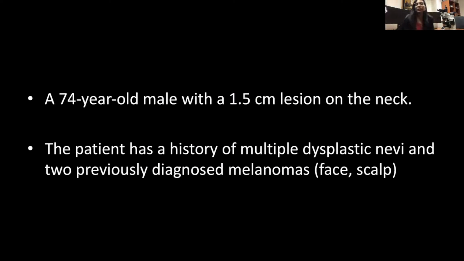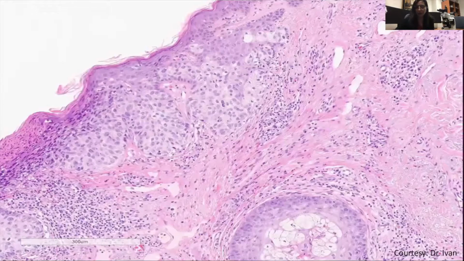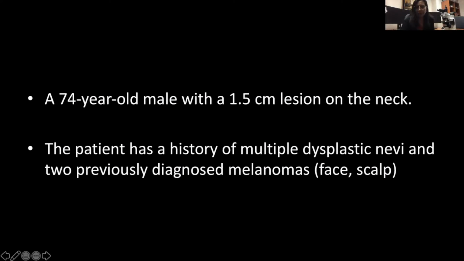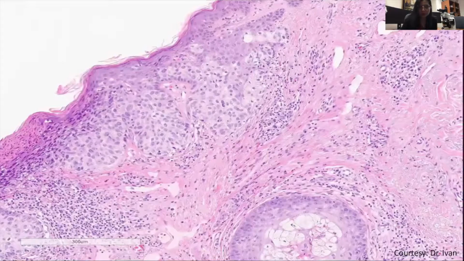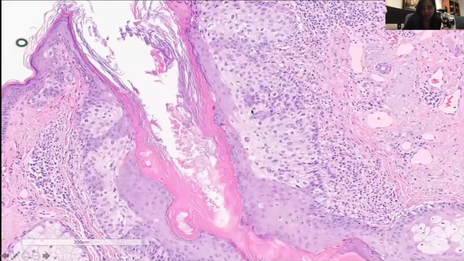Another case, a 74 year old male with a 1.5 centimeter lesion on the neck. The patient has a history of multiple dysplastic nevi and two previously diagnosed melanomas on the face and the scalp. Here's the high power. Having this kind of history, we are already biased that most likely the patient might have a melanoma, right? So here is the high power. You see here, this we know is keratinocyte, but here are more epithelioid cells with clear or more amphophilic cytoplasm.